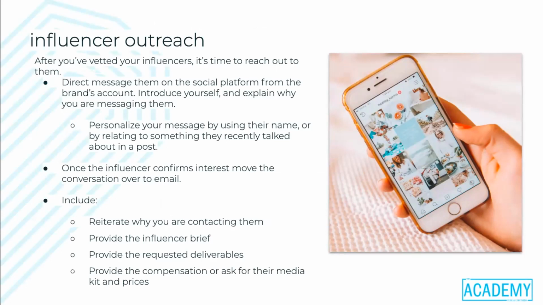When you are DMing them, we recommend doing a personalized message. So use their name, relate to something that they've recently talked about. Just make it more personal rather than just a bot message. And then once they've confirmed they're interested, you want to move the conversation over to email. This is where it gets a little bit more professional, and where you're going to reiterate why you're contacting them, provide the influencer brief you created, and list out the requested deliverables so they know exactly what the collaboration is going to be. And then either provide a compensation that you're comfortable with, or ask for their media kit and prices, and then negotiate from there.